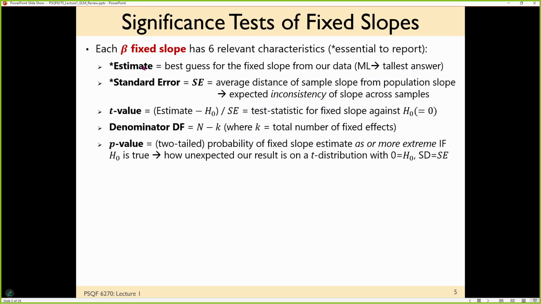Next will be estimate divided by standard error. Used to be called T. It's going to be called Z this semester. Estimate minus what the estimate was supposed to be, null hypothesis. It's almost always 0, so that's why I shorten it to estimate over standard error. This tells you how unexpected your slope is against the null hypothesis. So is 3 far away from 0? It seems farther away if the standard error is smaller than if it's larger.